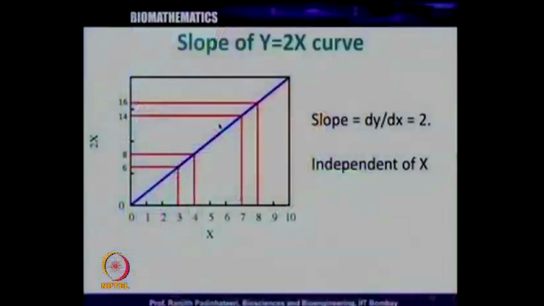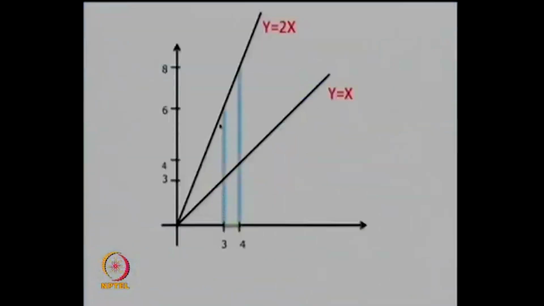Now, let us have a look at a small movie. There are two curves here, y equal to x and y equal to 2x.